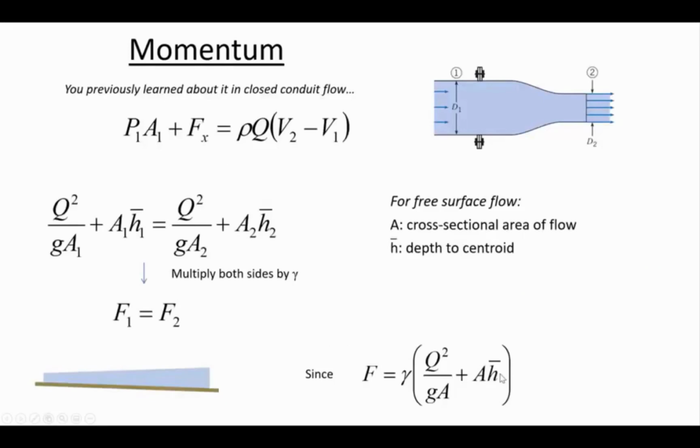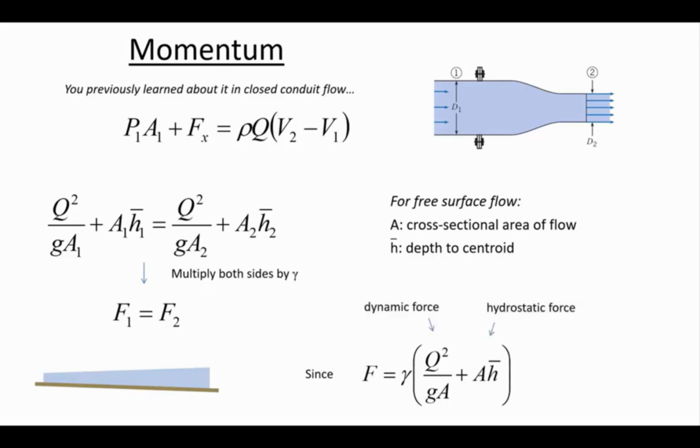It's analyzing conservation of momentum, because through a hydraulic jump, energy is not conserved. There's a lot of turbulence, and a lot of energy is dissipated in a hydraulic jump. But we can use momentum to understand what the downstream conditions are going to be like.